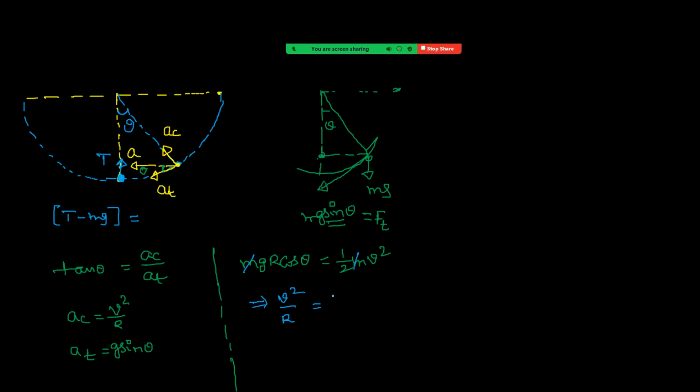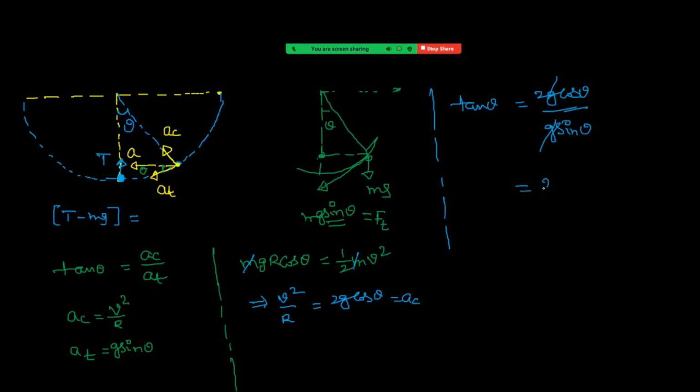How much? It is 2g cos theta. That is AC. Now remaining is just simplification. Tan theta is equal to AC. In the place of AC, 2g cos theta, upon, in the place of AT, it is g sin theta. G cancels. It is now 2 cot theta.